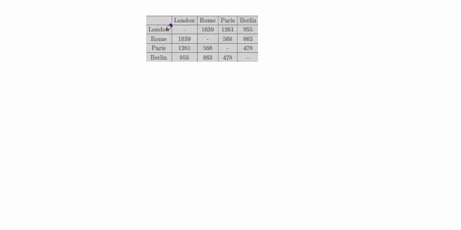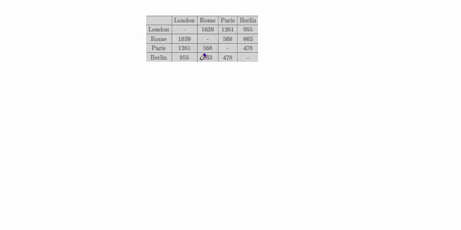But the distance between London and Rome is 1639 kilometers. Similarly, if you look at Rome here, you will find it's the same number between Rome and London. Obviously the distance from London to Rome is the same as the distance from Rome to London. And similarly the distance from Paris to Berlin is 478 kilometers, which is the same as the distance between Berlin and Paris. This is how you would read this chart.